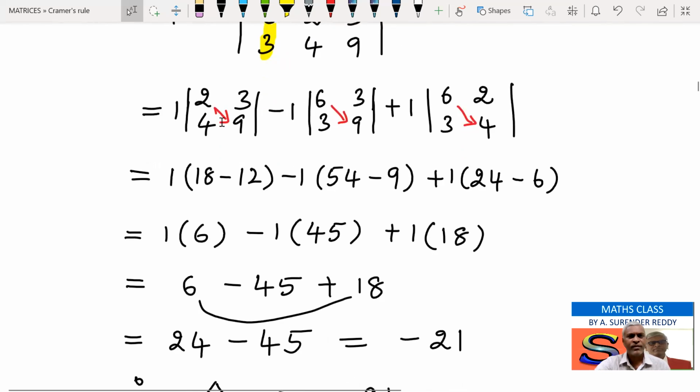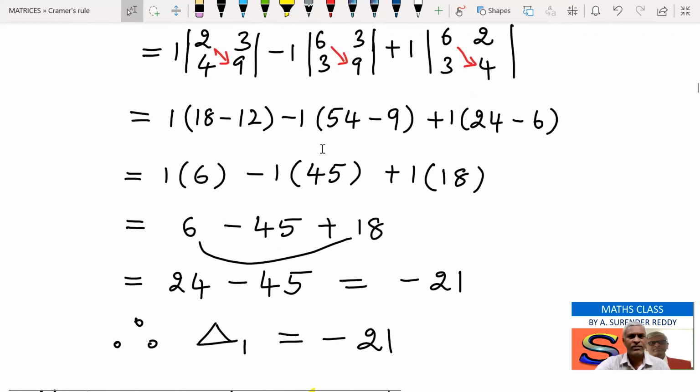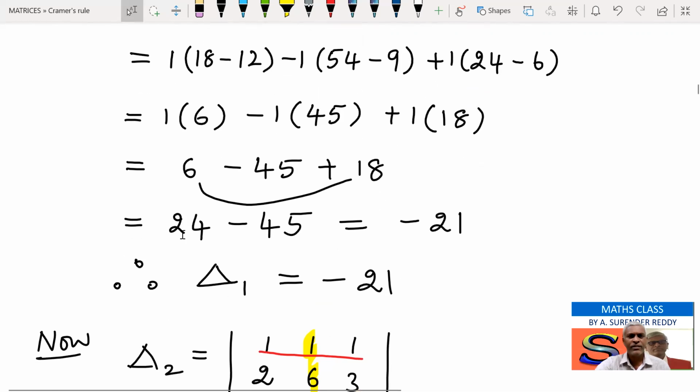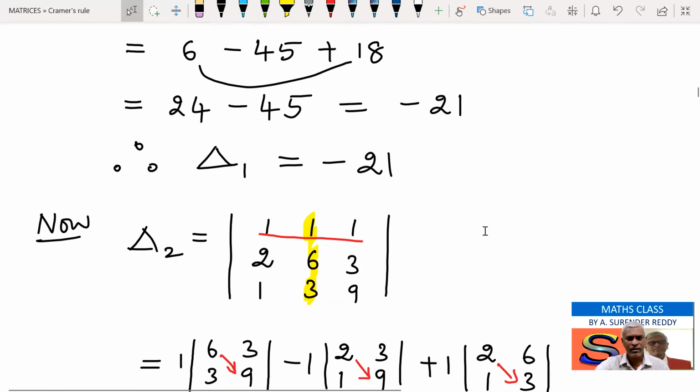And simplifying, 1 into cross multiplication AD minus BC, 2 into 9 is 18, 3 into 4 is 12, 6 into 9 is 54, minus 3 into 3 minus 9, AD minus BC, 6 into 4 is 24, minus 3 into 2 is 6. 18 minus 12 is 6, 54 minus 9 is 45, 24 minus 6 is 18. 1 into 6 is 6, 1 into 45 is 45, 1 into 18 is 18. 6 plus 18 is 24, minus 45 is minus 21. So this is delta 1.